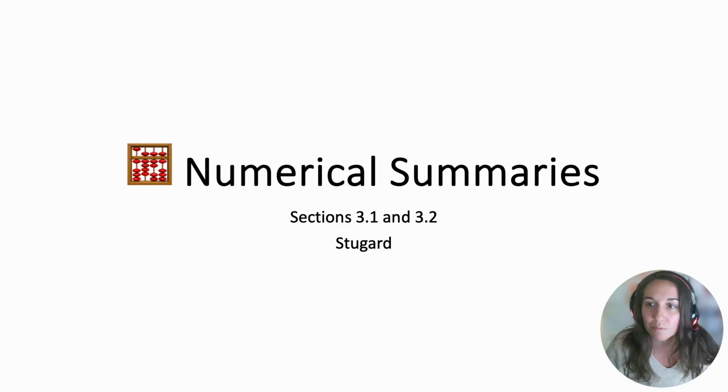Everyone. Today we're diving into numerical summaries from sections 3.1 and 3.2. We'll pin down how to describe a data set using measures of center and spread, and then we'll finish with the empirical rule. So let's get into it. This is some good stuff.